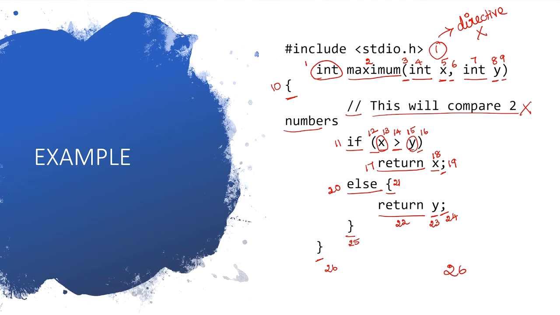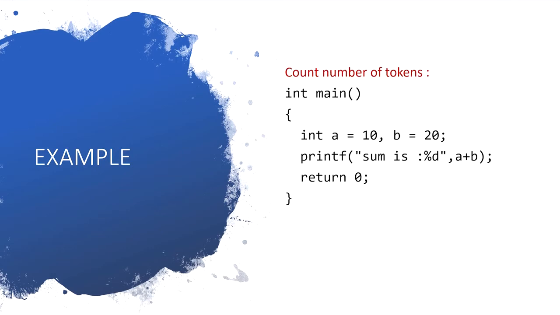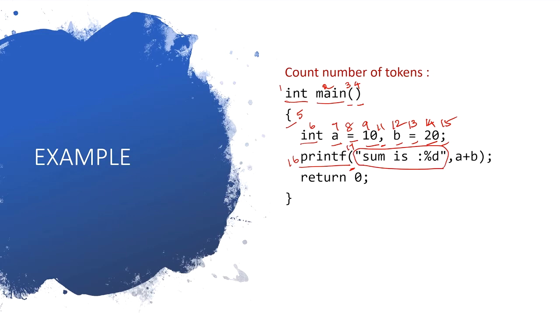Now let us see another program and let us find how many tokens are there in this program. Let us start one by one. Int, keyword, main, keyword, open bracket, close bracket is a token, open parenthesis is a token, again int is a token, identifier, equal to is an operator, 10 is a constant, comma, b, equal to 20, semicolon, then printf, then open bracket, then all this within double quotes, everything is considered as what? It is considered as a literal.